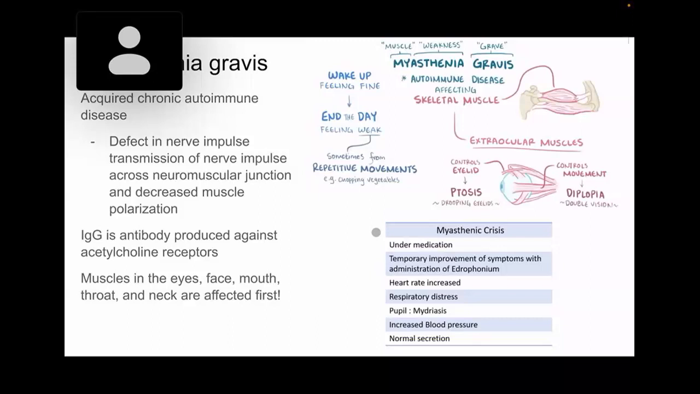With myasthenia gravis, these patients really just have a little bit more of a difficult time doing controlled motor neuron movements. It doesn't necessarily affect mental status, mental health, anything like that. It's just that they might have some issues with controlled movements and especially eye movements as well.